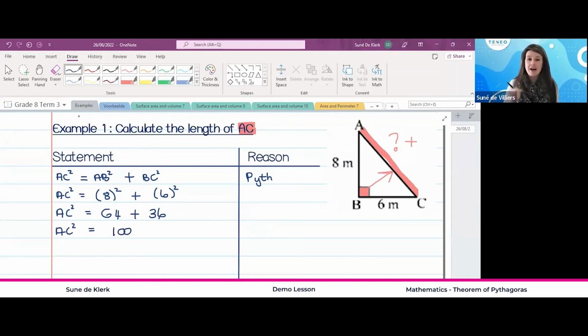Guys and girls, remember, the question asks for AC, not AC squared. So how do I get rid of that square? Well done, by putting it in a square root both sides. So AC is therefore equal to 10. Units is super important and we're working with meters. And there we are done with example number 1.